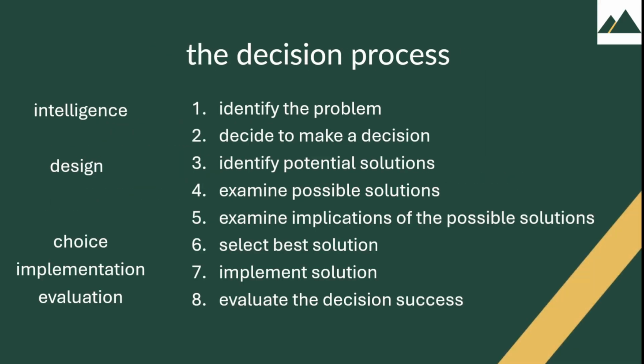Now, the process, making a decision, we can put in different stages. So let's go through these: identify the problem, decide to make a decision, identify potential solutions, examine these possible solutions, examine the implications of these solutions, select your choice, the best solution, implement your choice, and then evaluate the decision to see if it's successful or if you need to evaluate it again. So that's the decision process.